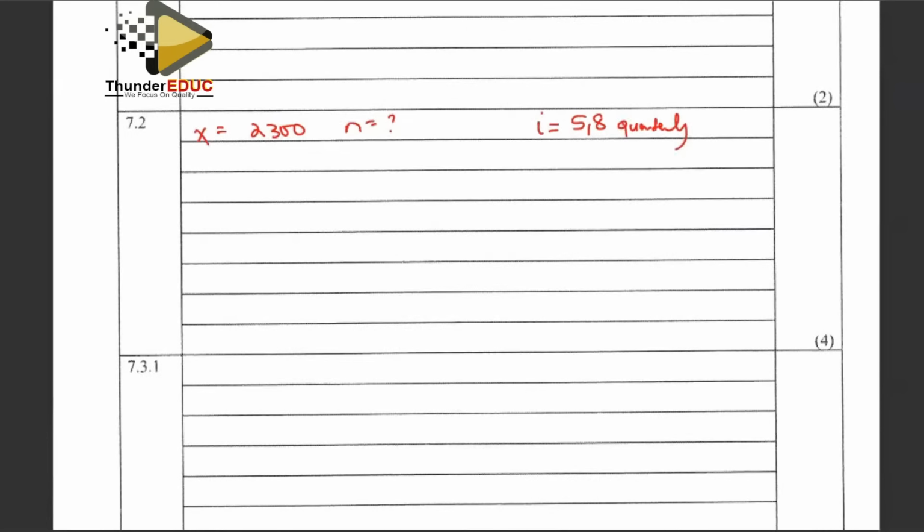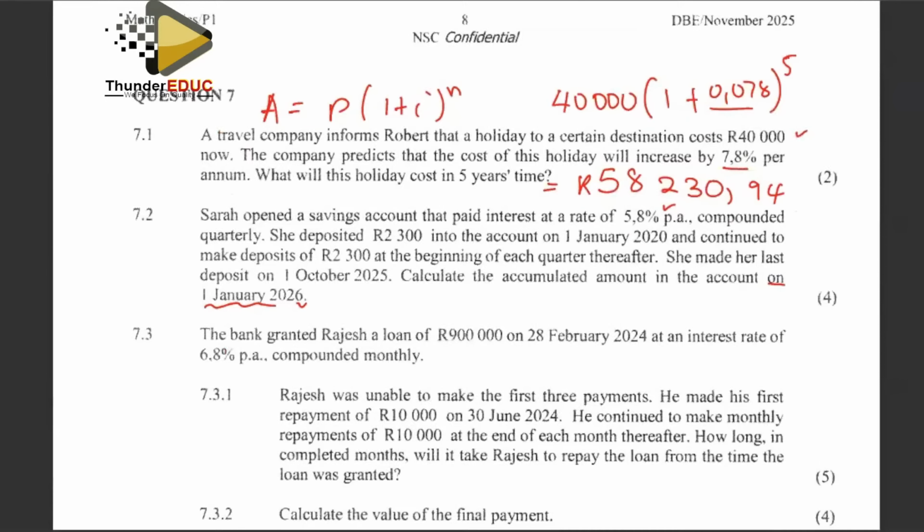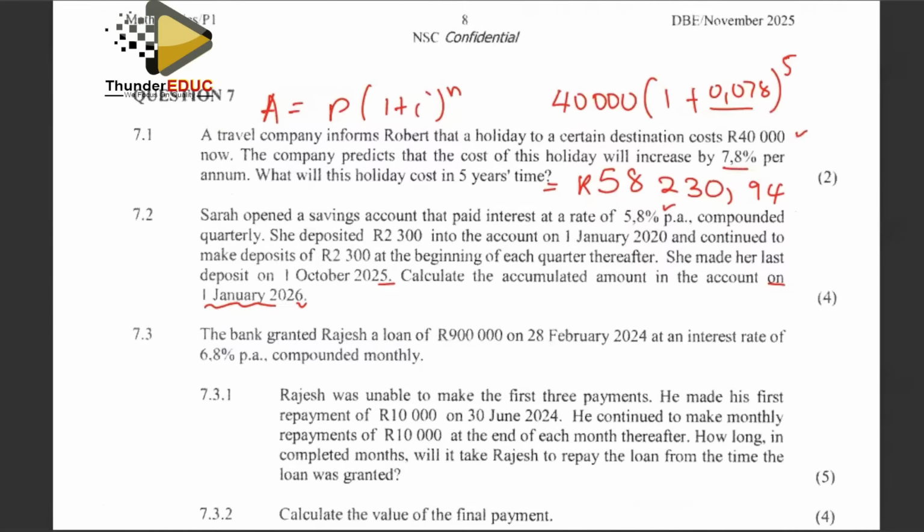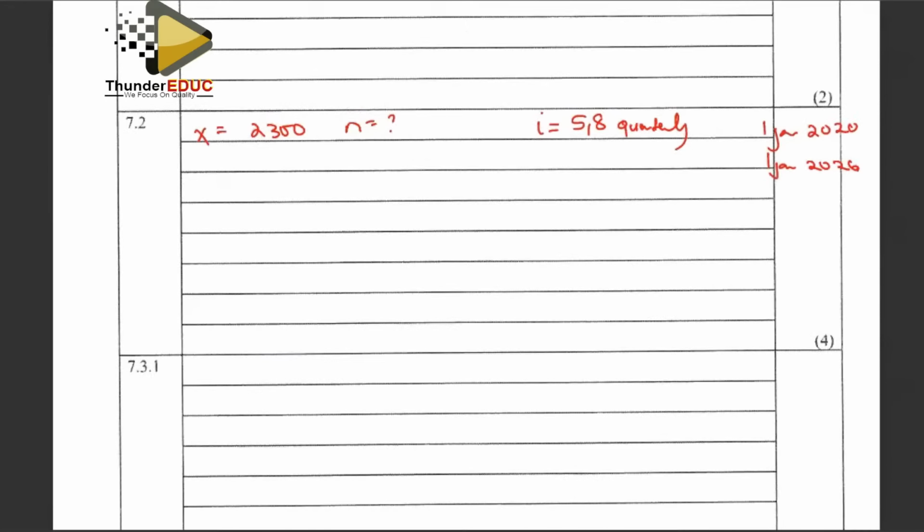Okay, and then what else do we have? 1st January 2020, and then 1st October 2025. So we need to know how many years are they? Okay, this is 1st January 2026. But there is October there, okay? I'll say 1st October 2025.